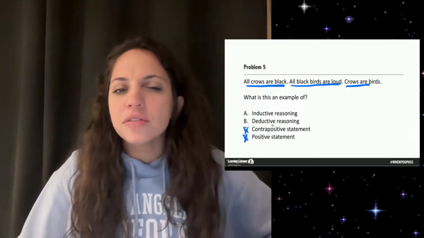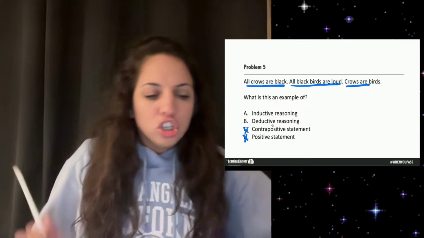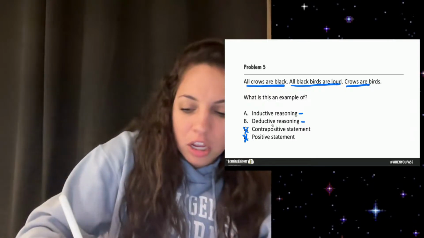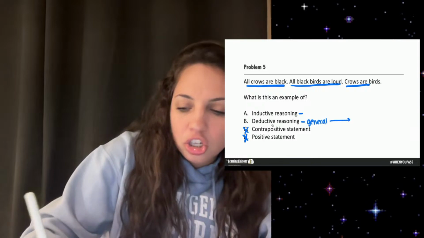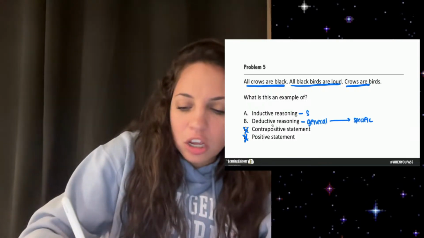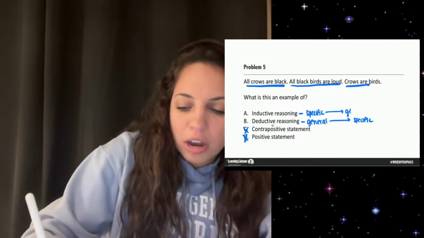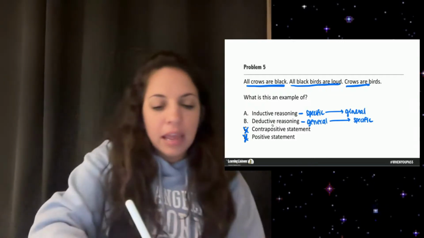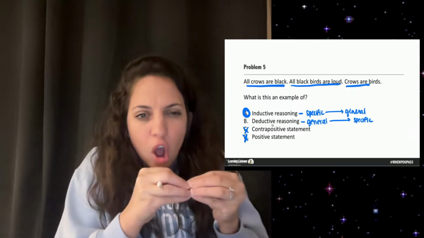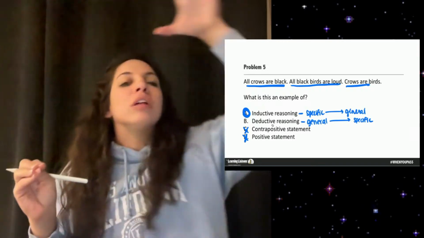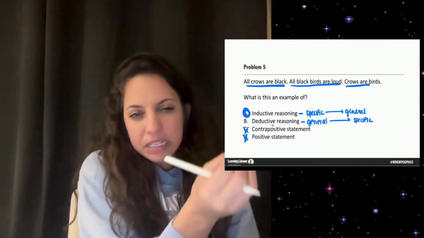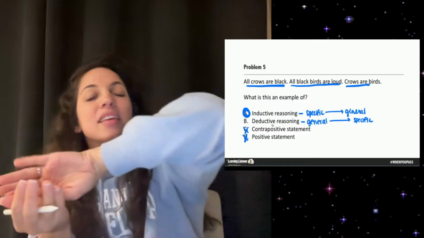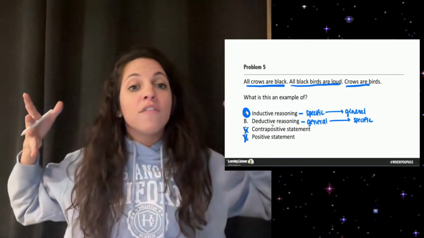So we have to decide, is this inductive reasoning or deductive reasoning? Inductive and deductive reasoning are opposites of each other. Deductive reasoning goes from general to specific, and inductive reasoning goes from specific to general. So we can say that this is inductive reasoning because we're going from specifics about crows and about birds, and we're making a generalization about crows by using the specifics they gave us. They said crows are black. They said blackbirds are loud. And so because blackbirds are loud, we're making this generalization. We're going from specific details to a more general view that crows are birds.